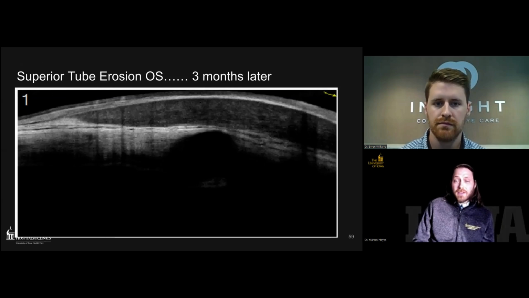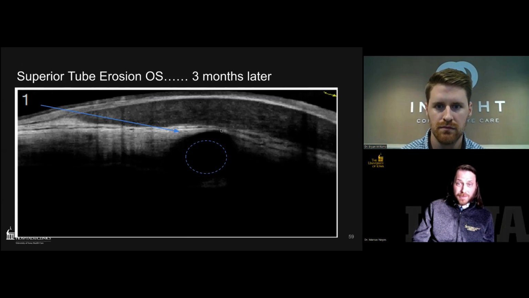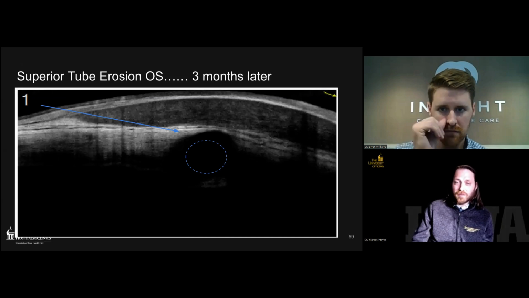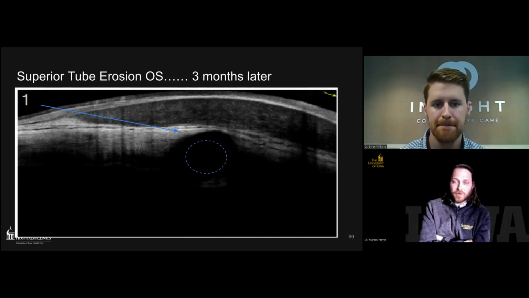So when she came back 3 months later, the tube erosion that she had before, there's where the tube is pretty much gone. The arrow right there is highlighting the sclera did thin out to get pretty thin, maybe even 50 microns or less. But look at all of this conjunctival tissue over top of it now. The conj actually remodeled itself with the overvaulting over the tubes to fill in the gaps and actually prevented a superior tube erosion.